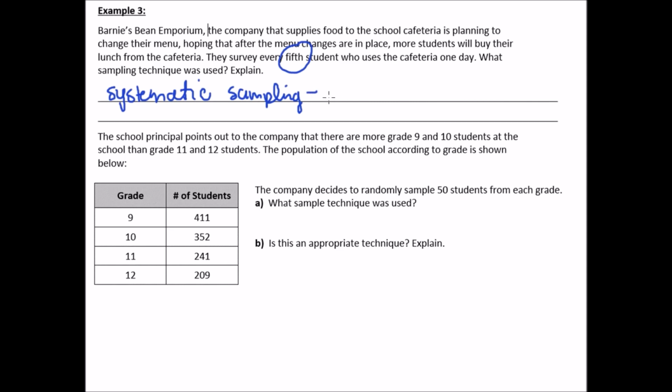Okay, and we know because every 5th student was sampled. Every nth student was sampled.